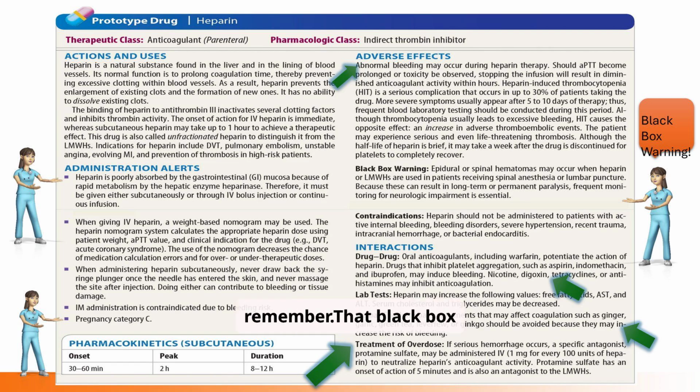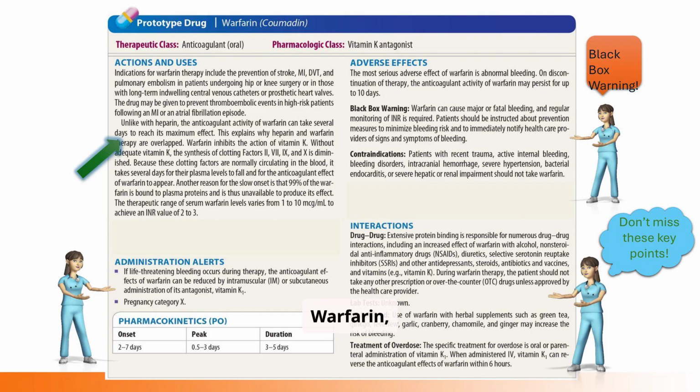That black box warning means you should never give heparin to someone getting a spinal or epidural unless the provider clears it. The risk? A hematoma can compress the spinal cord, leading to paralysis. Red flag alert. Watch for signs of spinal cord pressure: numbness, tingling, weakness in the legs. Report immediately.